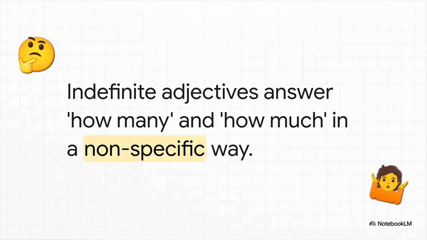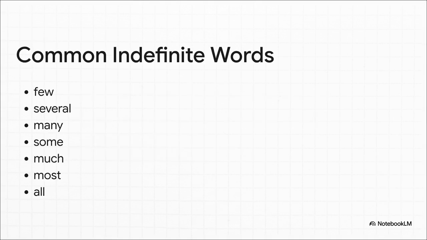Now, the key thing here is the contrast with what we just talked about. Definite adjectives are all about sharp, precise numbers. Indefinite adjectives, they're about giving you a sense of the amount, a fuzzy but still really useful picture. And here are some of the heavy hitters. Think about how often you use words like many, some, and several. They give us so much flexibility, letting us get an idea across without being locked into a specific number.